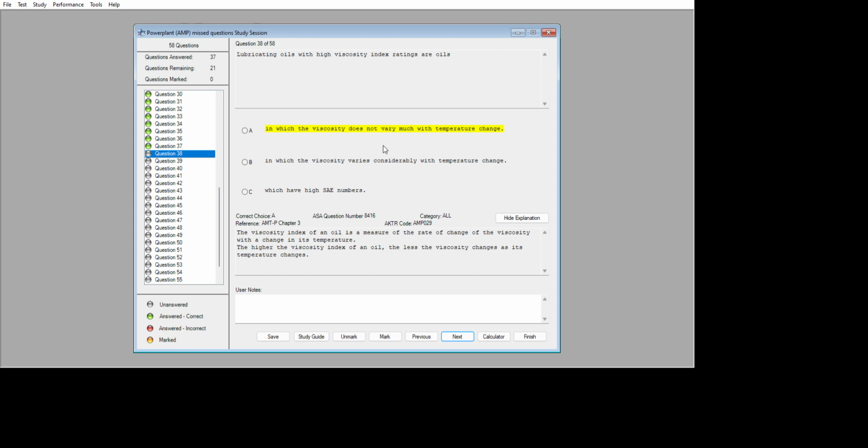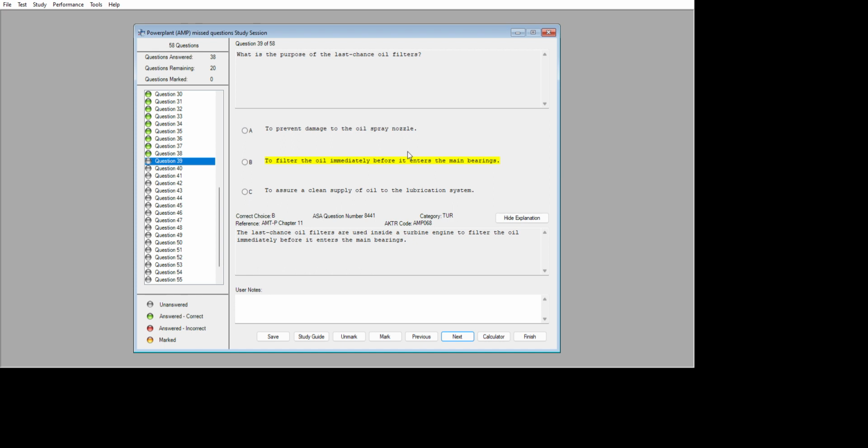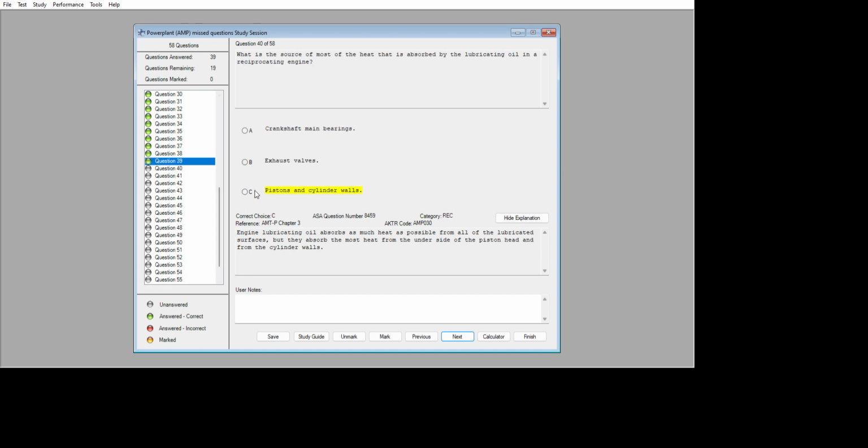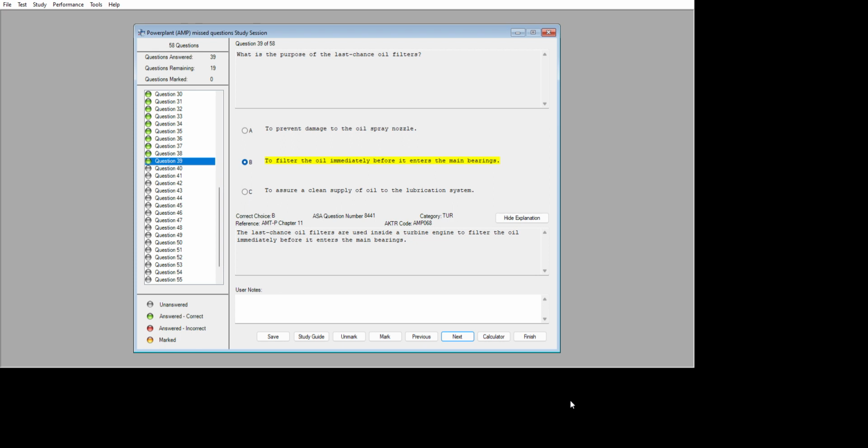Lubricating oils with high viscosity index ratings are oils in which viscosity does not vary much with temperature change. What is the purpose of a last chance oil filter? To filter the oil immediately before it enters the main bearings.